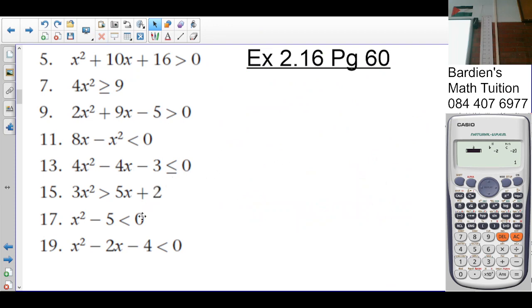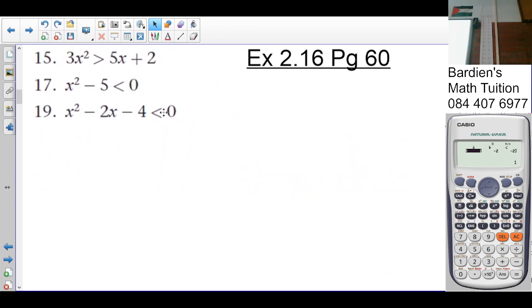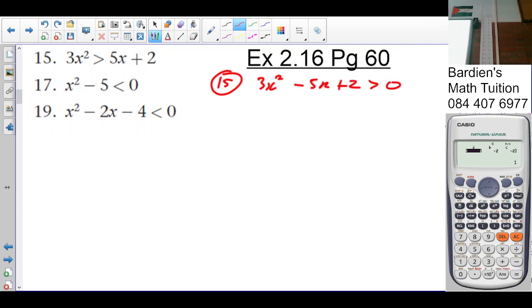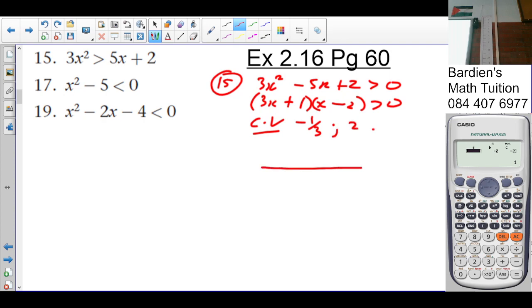That was number 13. Now look at 15. Number 15, you've got 3x squared minus 5x plus 2 must be greater than 0. That factorizes into 3 times 2 is 6, minus 1 is 5. The critical values, of course, are going to be negative a third and 2. So it's negative a third and 2.